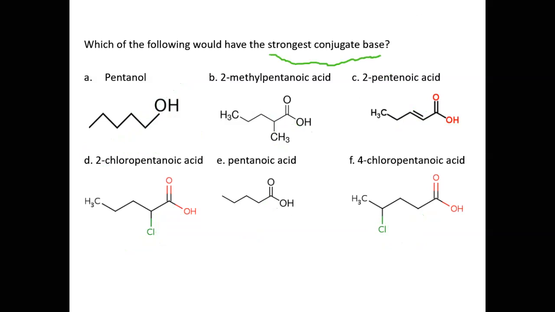That's correct. That would be pentanol. So pentanol's conjugate base would be the strongest out of all of these, because it doesn't want to give up its H. But pentanate, which is the conjugate base, is actively looking for a proton.